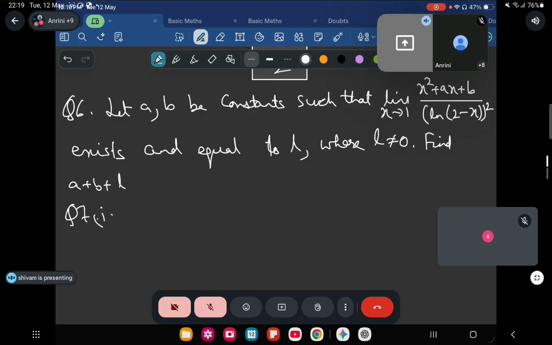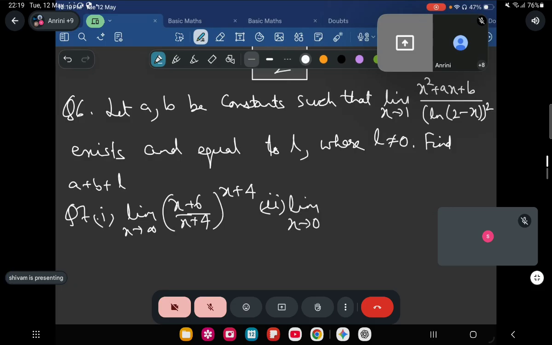Question number 7, part 1. Limit x tends to infinity, ((x plus 6) by (x plus 4)) to the power x plus 4. Part 2. Limit x tends to 0, (tan of (pi by 4 plus x)) whole to the power 1 by x. Solve.